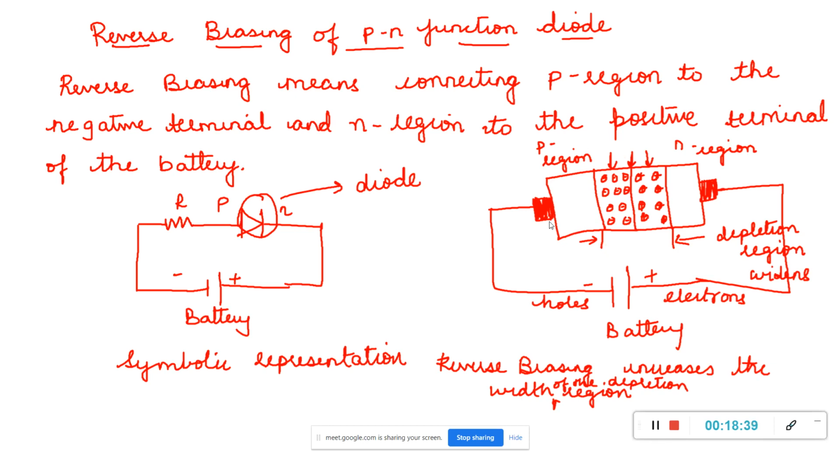The reverse current is flowing due to the minority charge carriers and hence it is very small in number. Reverse current is always very small. So next, any doubts in this?